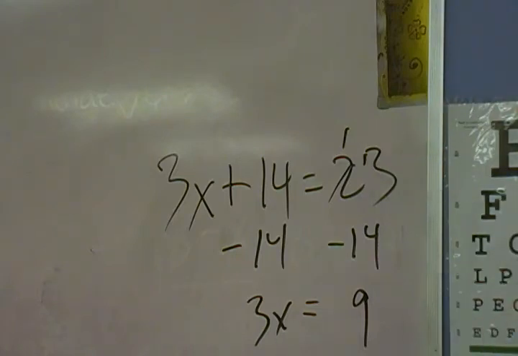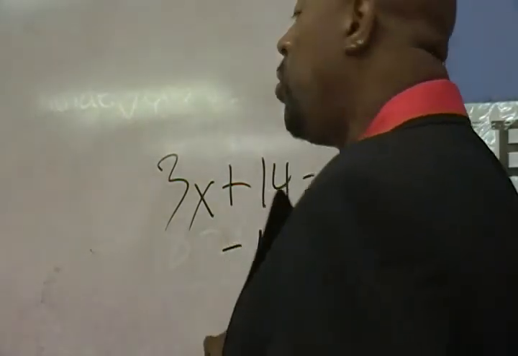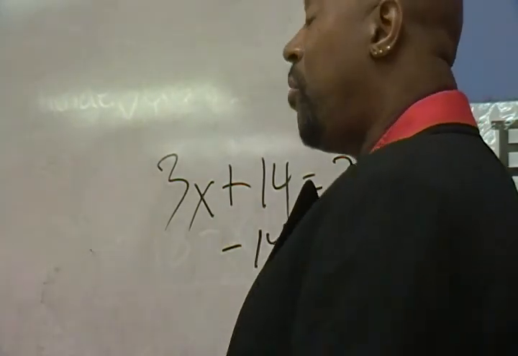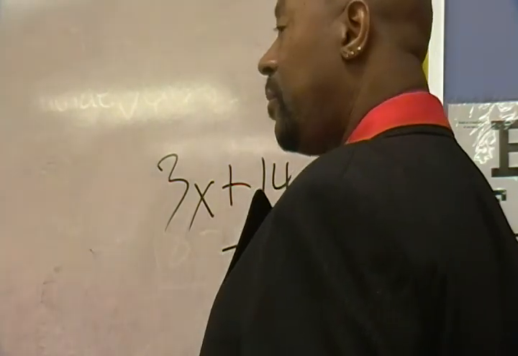No. Sherry, what do you think? Multiply. Multiply what? 3 by 3. You're close. Keith, what we gotta do? Divide by 3. Divide by 3, or better yet, look at this. You gotta find the reciprocal of 3, which is 1/3. Okay.